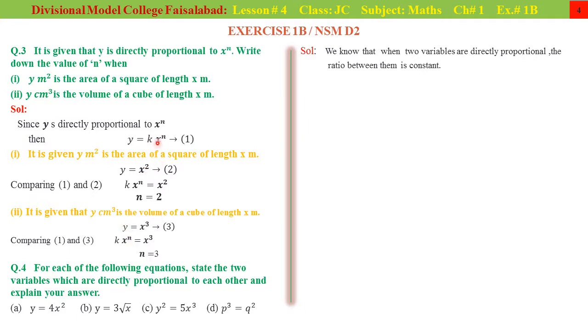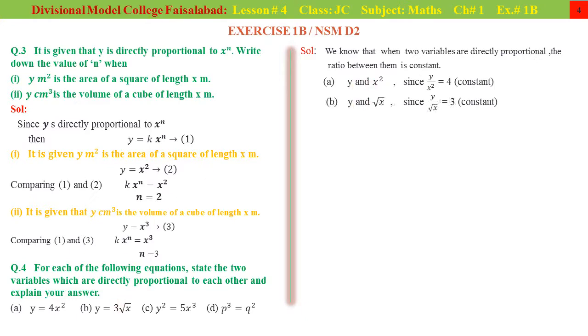In the previous questions we have done it like this. So in part 1, the two variables which are directly proportional are y and x square, because when we divide both sides by x square, we get y over x square is equal to a constant. So in this equation, the ratio between these two variables is constant. Y over x square is constant. That is why y and x square are directly proportional.